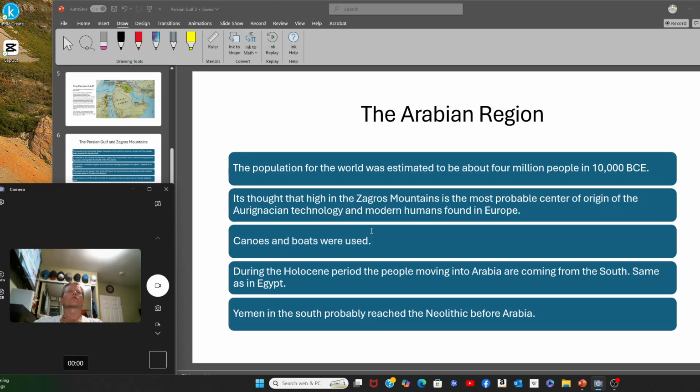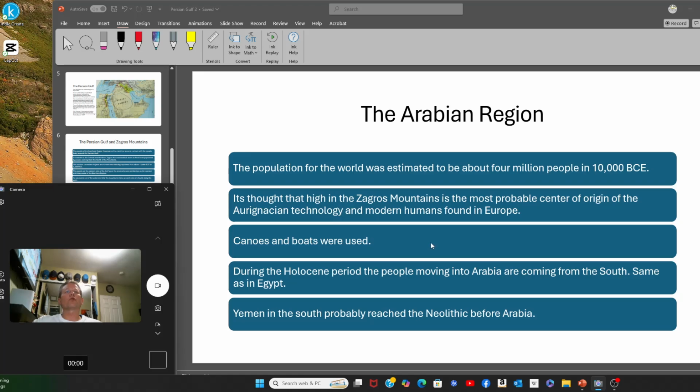The population of the world was only estimated to be about 4 million people in 10,000 BCE. It's thought that high in the Zagros Mountains is the most probable center of origin of the Aurignacian technology and modern humans found in Europe. So up in the Zagros Mountains, they're saying, is the most likely place where Europeans came from.